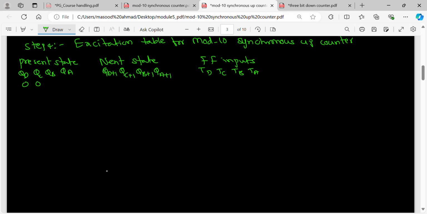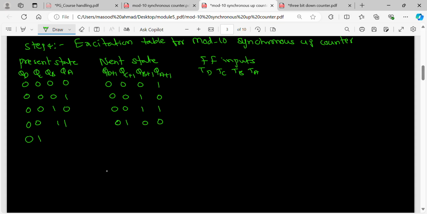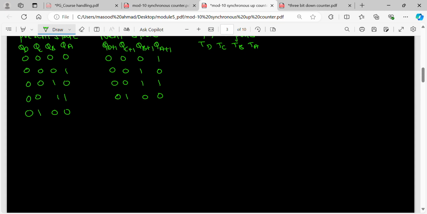So for 0, 0, 0, 0, the next state is 0, 0, 0, 1. For 0, 0, 0, 1, the next state is 0, 0, 1, 0. Okay, 0 to 1, 1 to 2. For 0, 0, 1, 0, the next state is 0, 0, 1, 1. For 0, 0, 1, 1, the next state is 0, 1, 0, 0. For 0, 1, 0, 0, that is 4, next is 0, 1, 0, 1. For 0, 1, 0, 1, the next state is 0, 1, 1, 0.